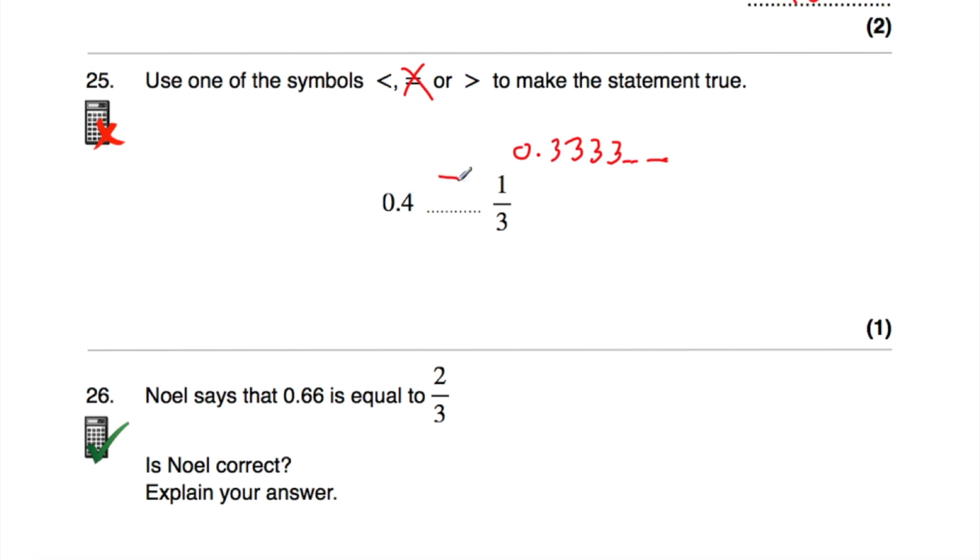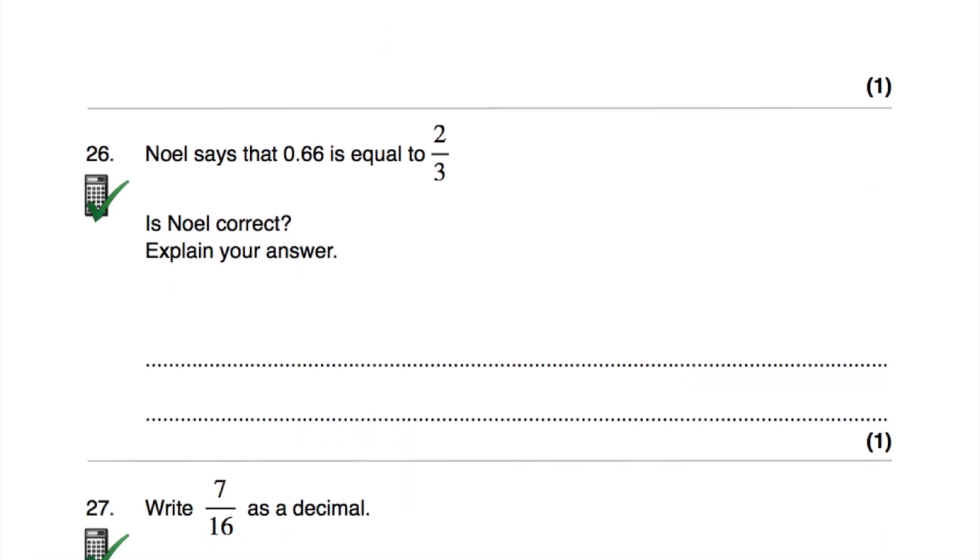So we need to use the bigger than symbol. So that's it. So 0.4 is greater than a third, which is 0.333 and so on. And that's it. Okay, next, question number 26.